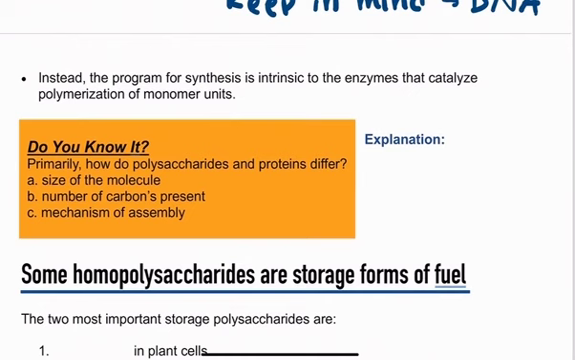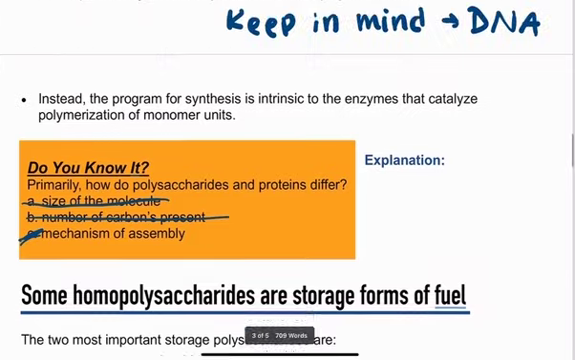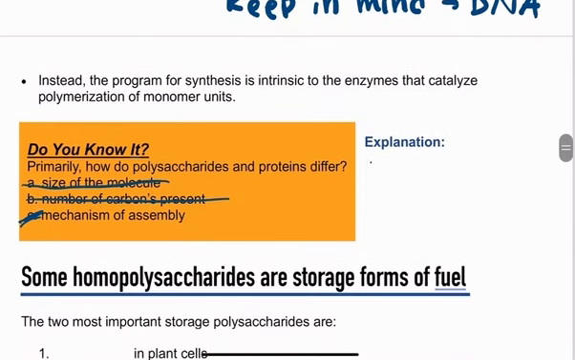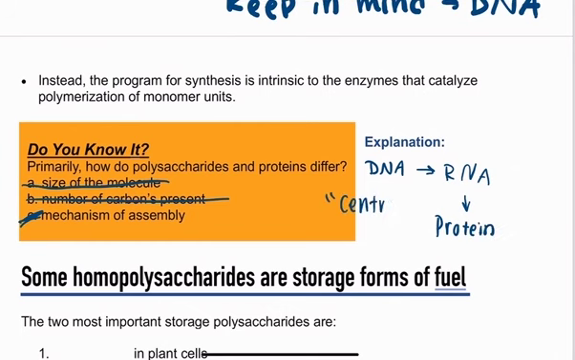As you've learned, the answer to the question is the mechanism of assembly. The size of the molecule is somewhat irrelevant to the question, as is the number of carbons present. The mechanism of assembly, however, is totally different because remember that there is no ideal template to follow for a polysaccharide. For proteins, however, they follow the template of DNA to RNA to protein. This process is known as the central dogma and explains how new proteins are produced.